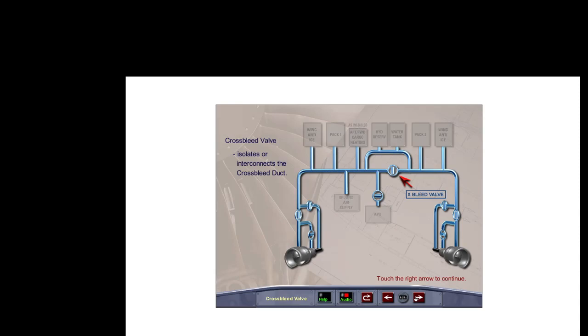The cross-bleed valve allows the two sides of the pneumatic system to be isolated or interconnected through the cross-bleed duct. It is normally closed when the engines are running, isolating the two sides of the pneumatic system.